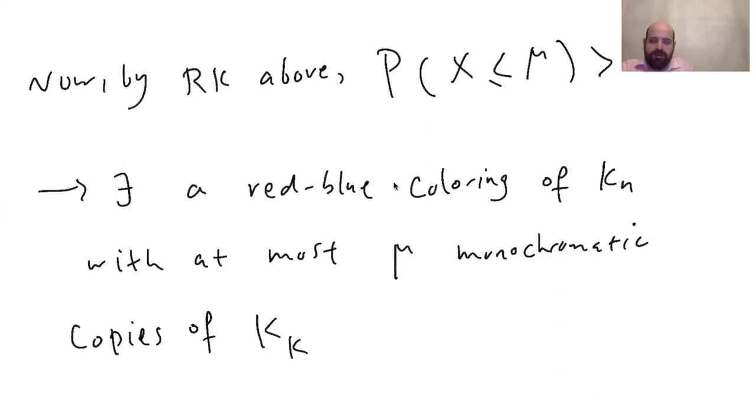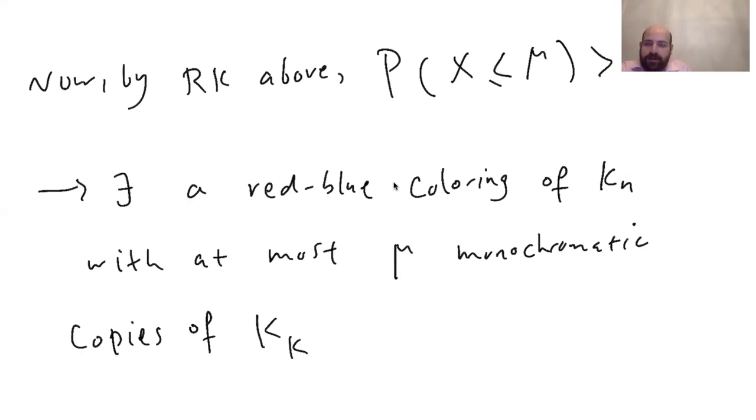Okay, if this is not the case, if for every red-blue coloring of Kn we have more than mu monochromatic copies of Kk, then P of capital X less than or equal to mu would be 0, not bigger than 0.